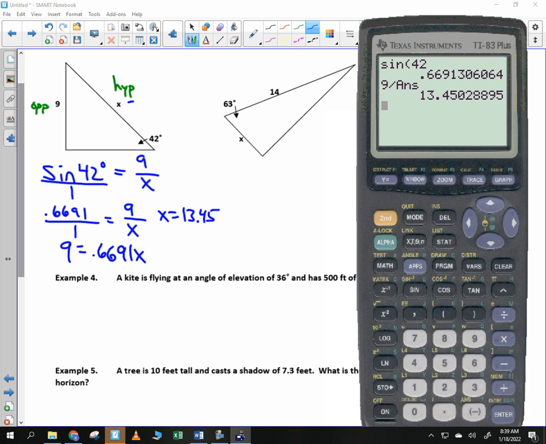Does it make sense that this side should be longer than the other one? Why? Since it's the hypotenuse, it should be the longest side of the triangle. Agreed? Try the next one.